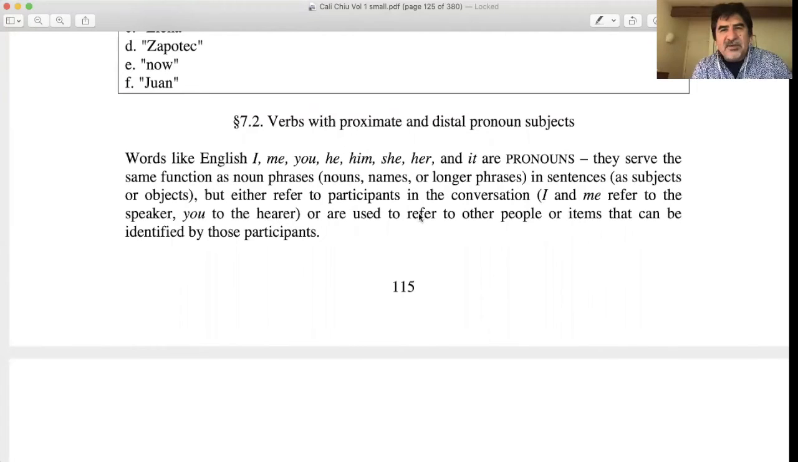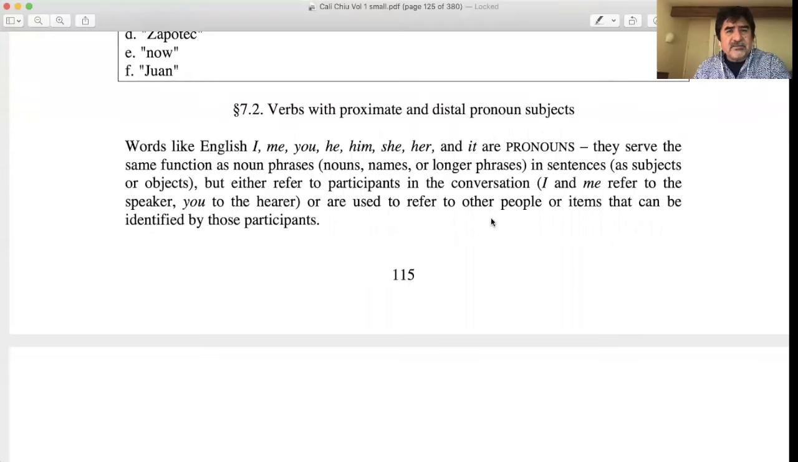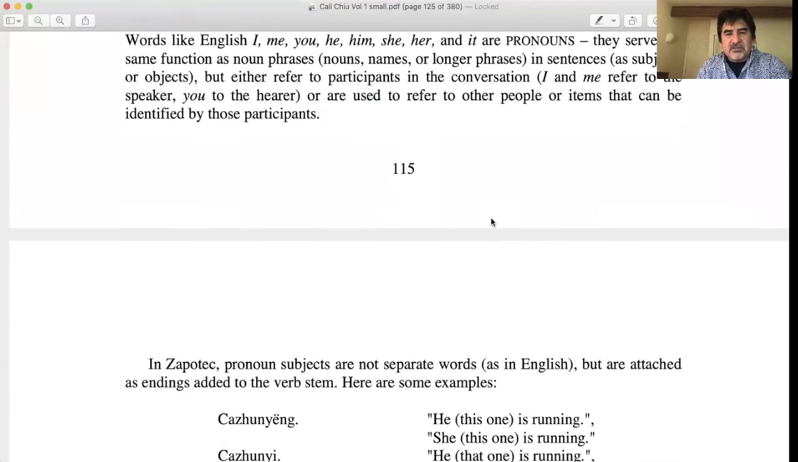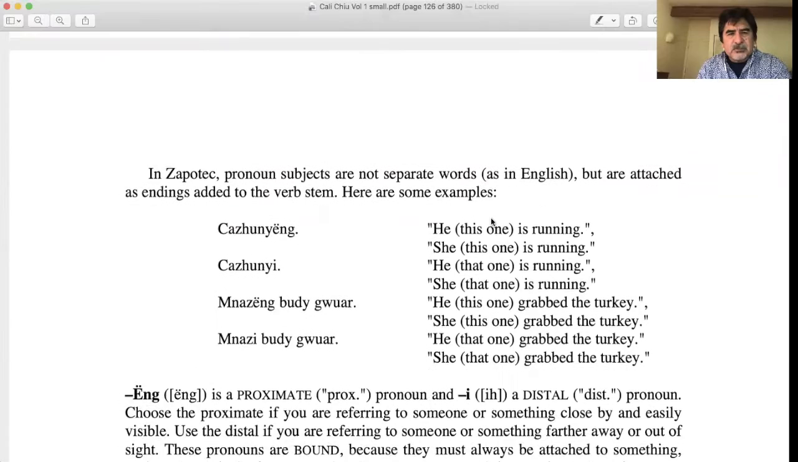Hi there, I am back. So we're going to continue with lesson 7, and as I said, we are going to be learning about pronouns now. Quickly, just like in English, when you use I, me, you, he, him, she, her, or it, these are pronouns, and they serve the same function as noun phrases in a sentence. So we also have those in Zapotec, which we're going to go over in this section.